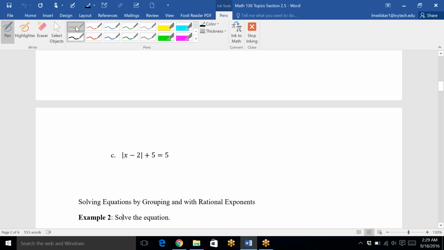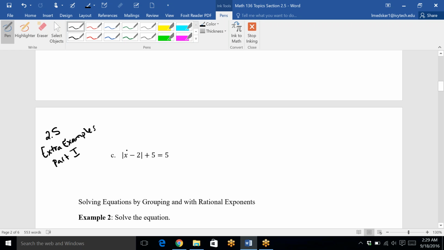This is the section 2.5, extra examples. This will probably be part 1 of this because we still have some of 2.5 to cover on Monday's class, and there's a good possibility we may have a couple more examples that need to go into a video.